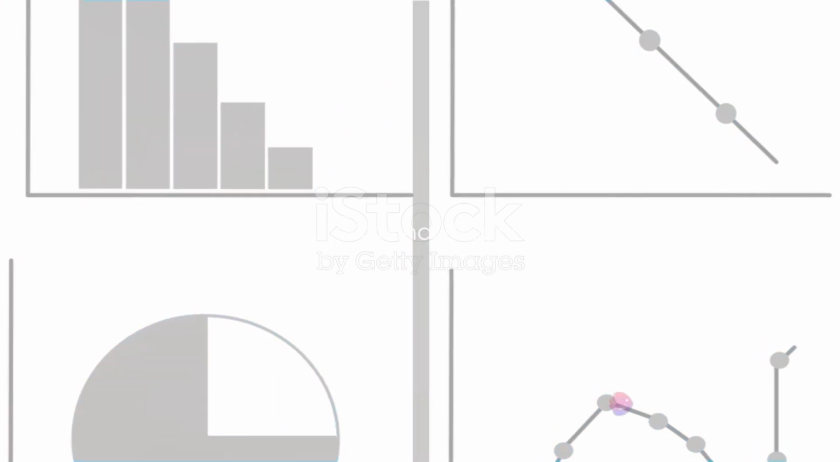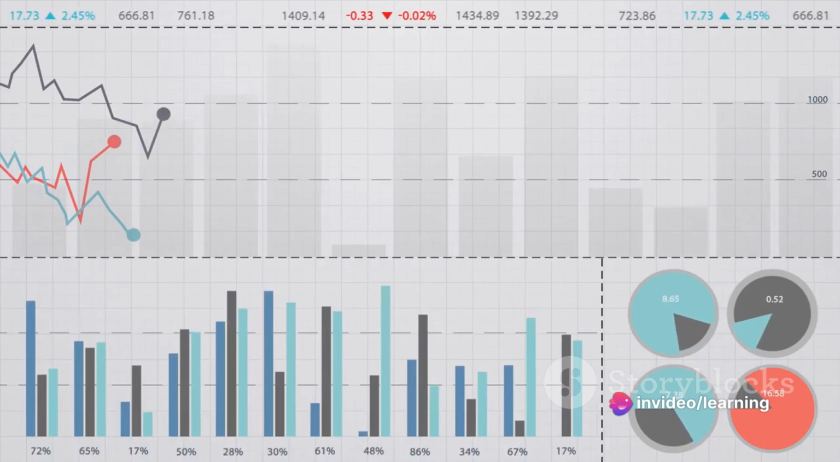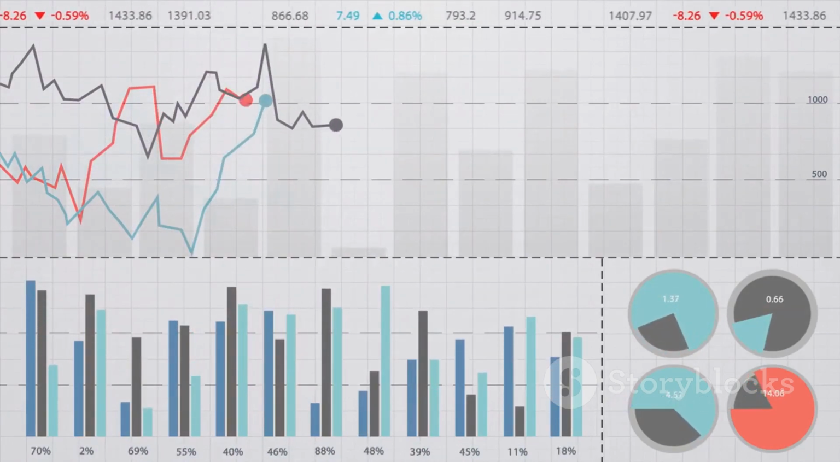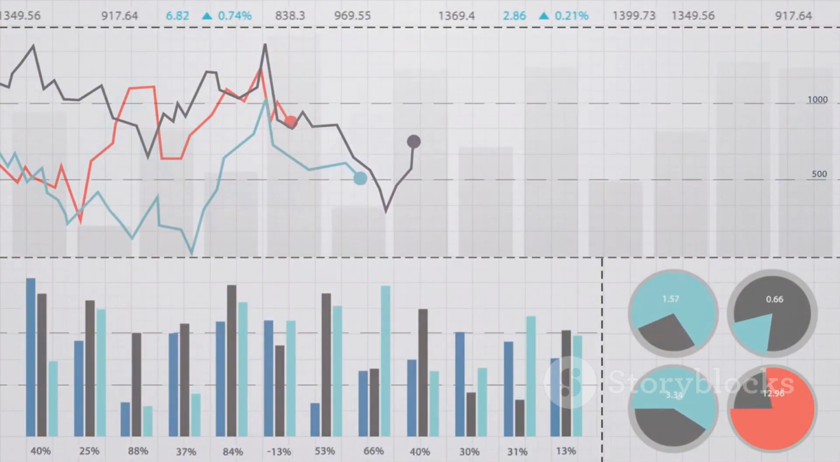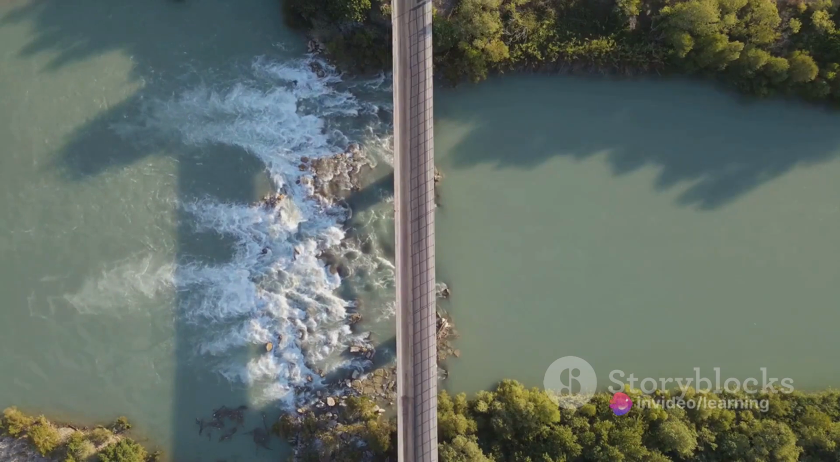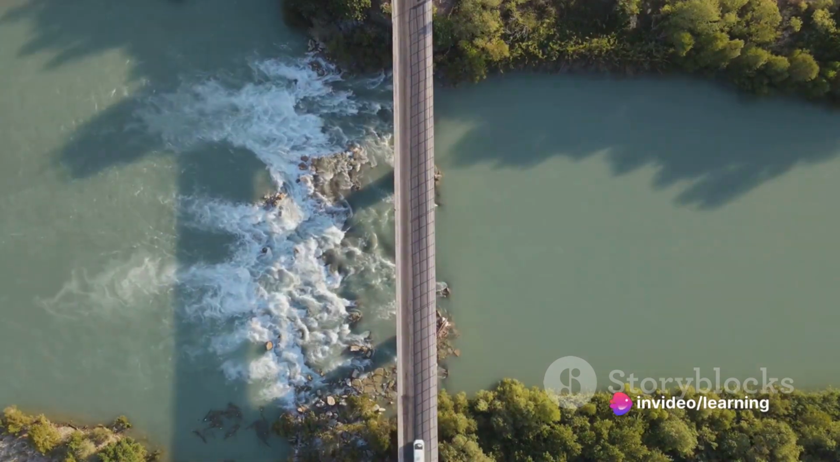Next, we have correlational research. Let's delve into this fascinating segment of quantitative research, which is all about understanding relationships. It's like a detective piecing together clues to find connections that might not be immediately apparent. So what exactly is correlational research? Picture a bridge linking two islands. Correlational research is very much like that bridge.